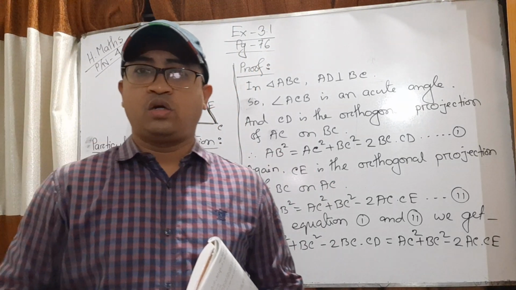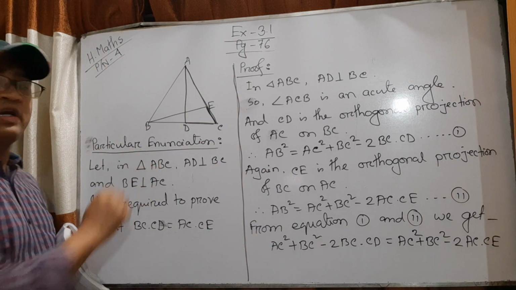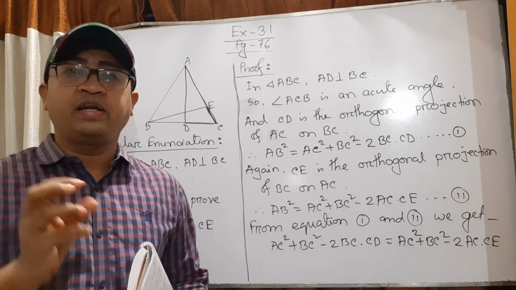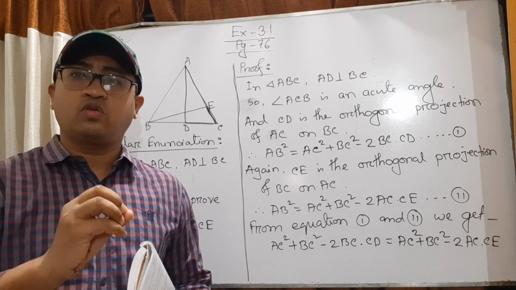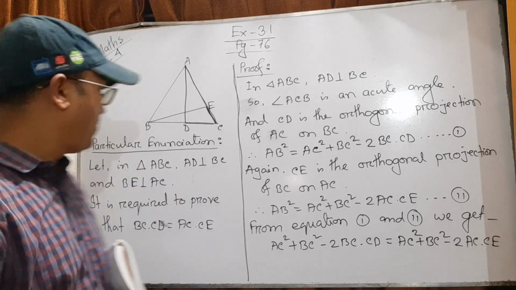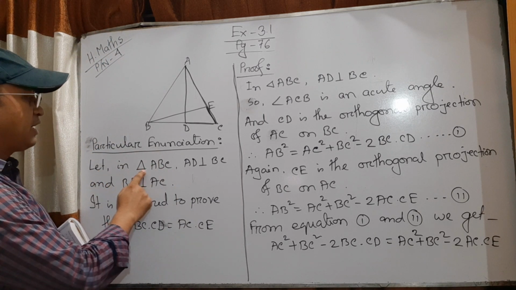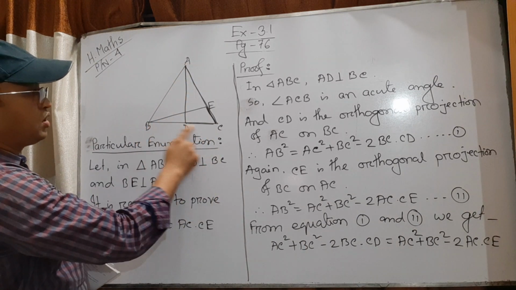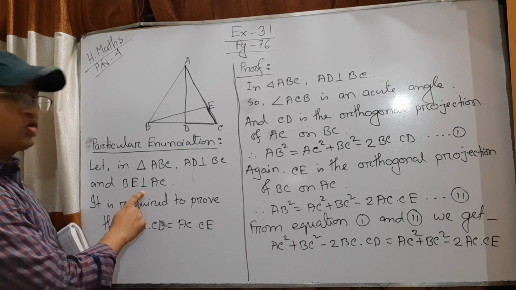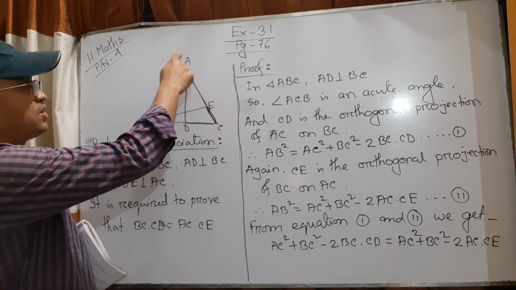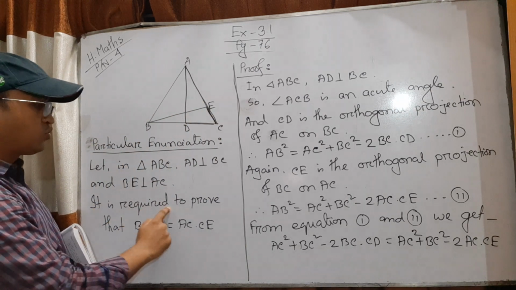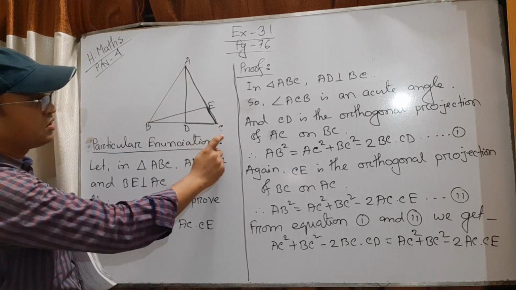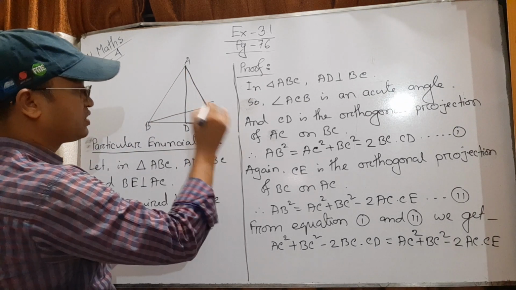Now, particular enunciation. Whatever is given in the question, all the information is already given there. That you should write as the particular enunciation. Look, particular enunciation: let in triangle ABC, AD be perpendicular to BC, and BE be perpendicular to AC. It is required to prove that BC into CD equals AC into CE.